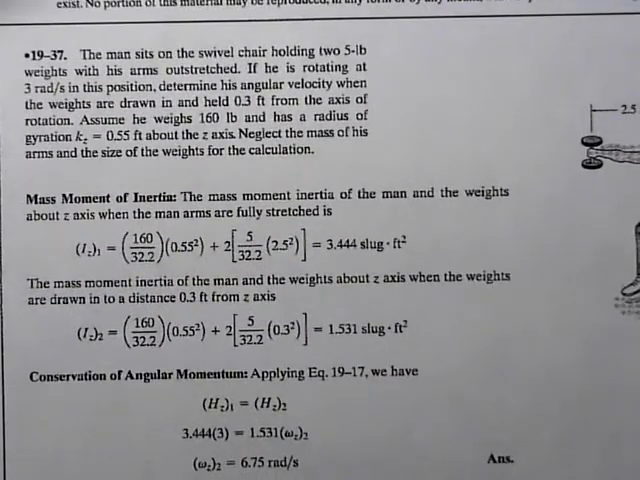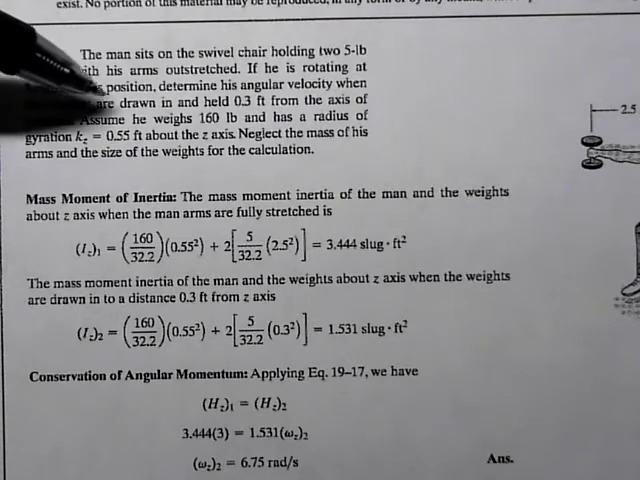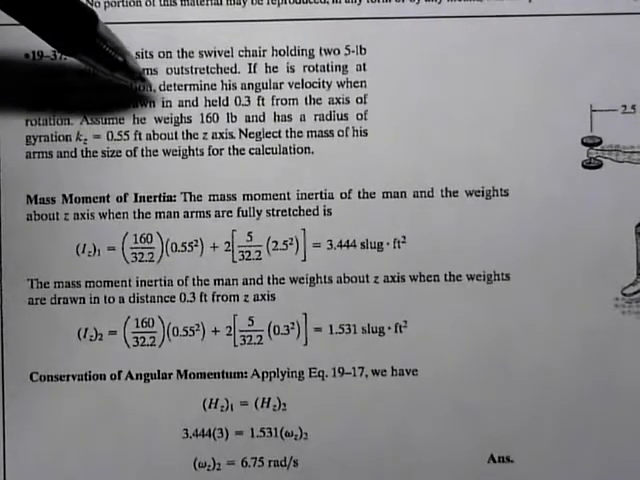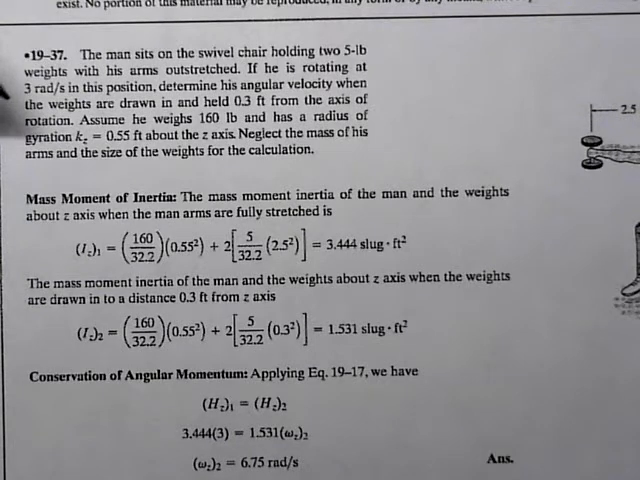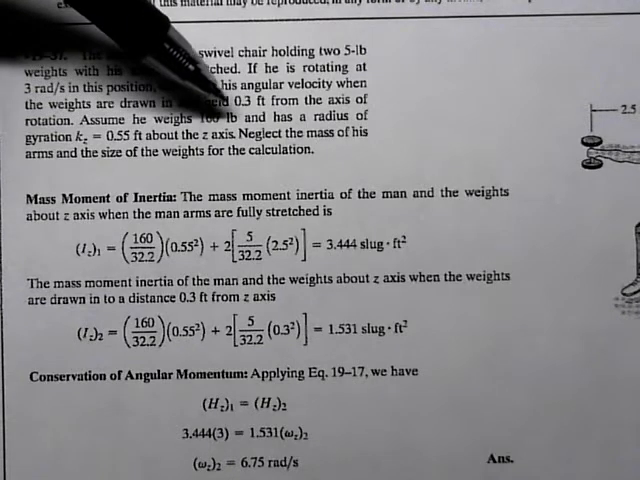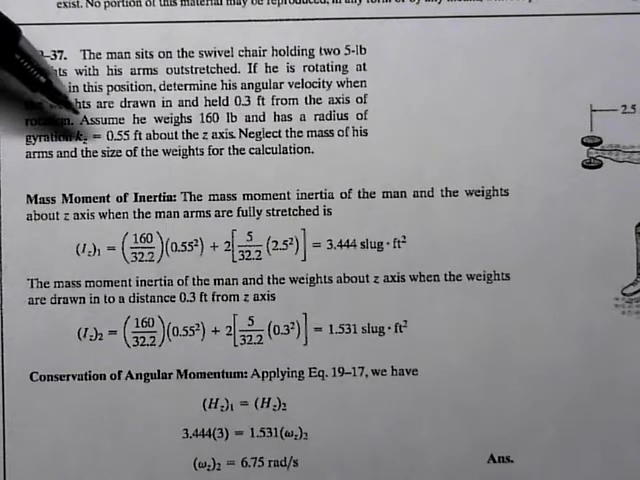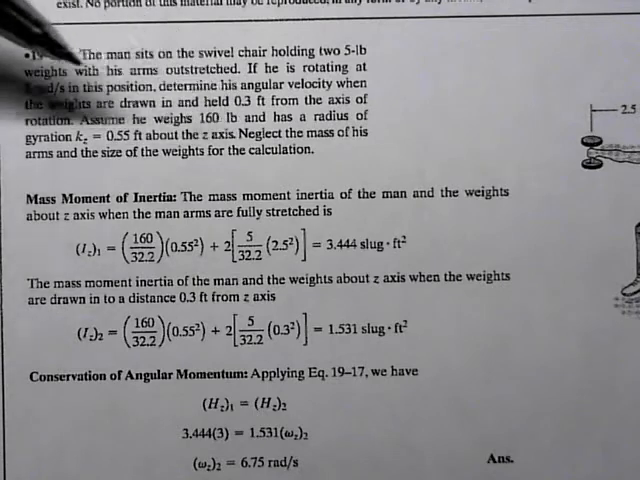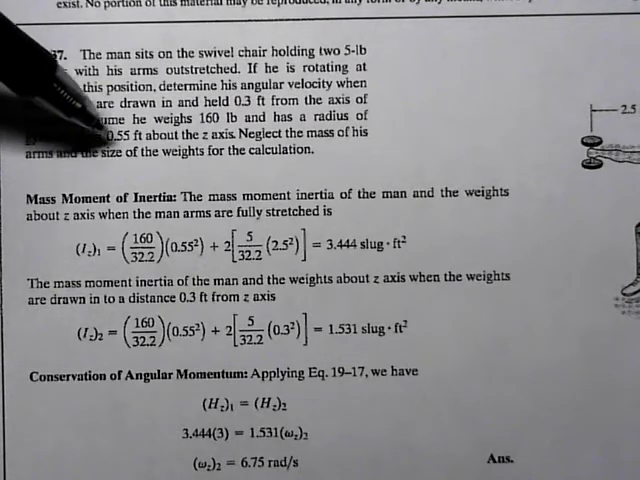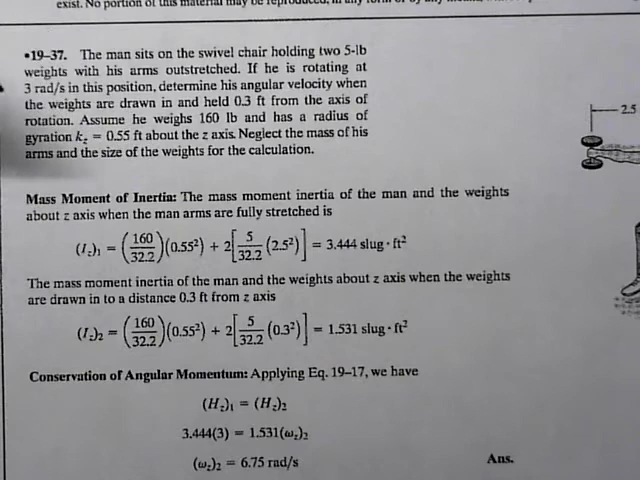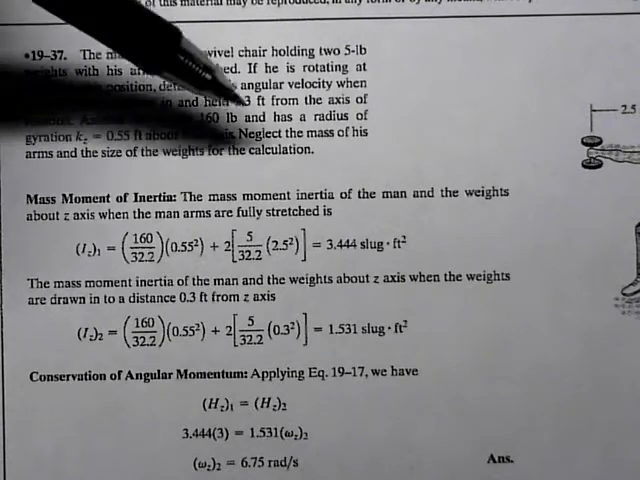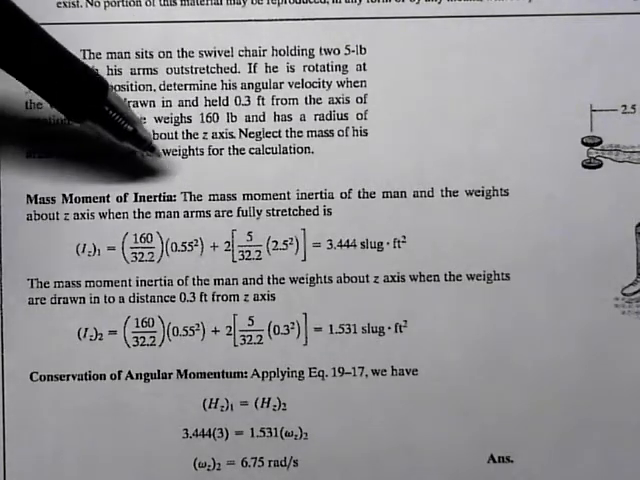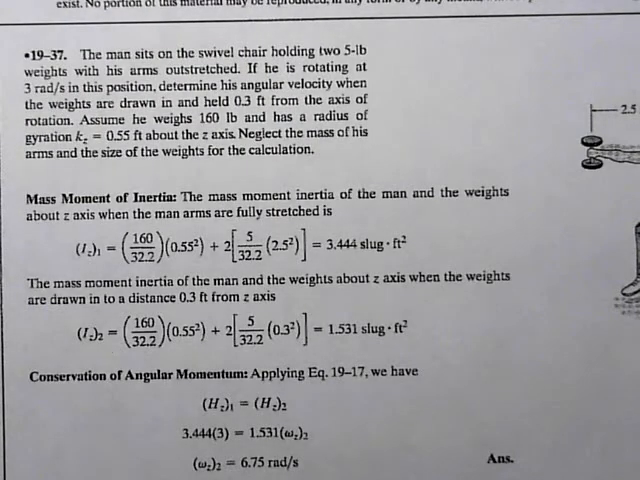And so, man sits in the swivel chair, holding two 5-pound weights in his arms outstretched. If he's rotating at 3 radians per second in that position, determine his angular velocity when the weights are drawn in, excuse me, and held 0.3 feet from his axis of rotation. Assume he weighs 160 pounds and has a radius of gyration of 0.55 about the z-axis. Neglect the mass of his arms and the size of the weights in these calculations.